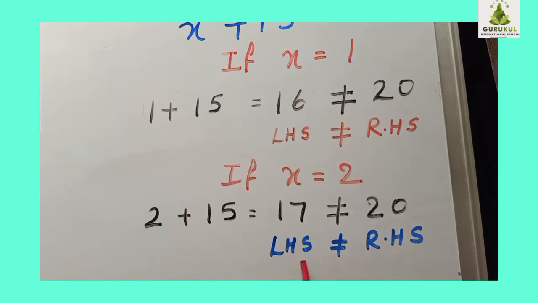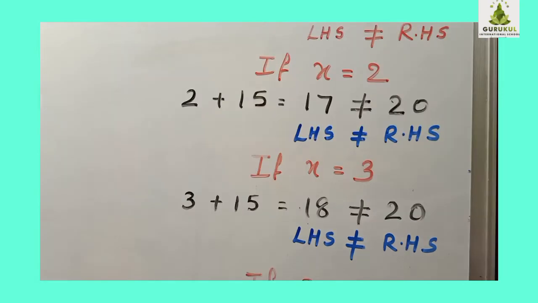It is not balanced on both the sides. LHS and RHS should be balanced for the equation to be true. But it is not balanced. Let's take the next number, if x equals 3. Now if x is equal to 3, what will happen?